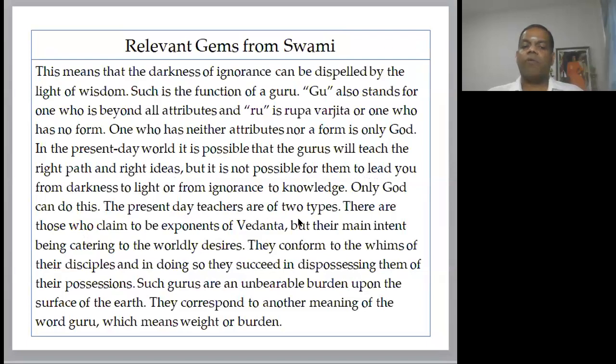The present day teachers are of two types. There are those who claim to be exponents of Vedanta, but their main intent being catering to the worldly desires. They conform to the whims of their disciples, and in doing so, they succeed in dispossessing them of their possessions. Such gurus are an unbearable burden upon the surface of the earth. They correspond to another meaning of the word guru, which means weight or burden.